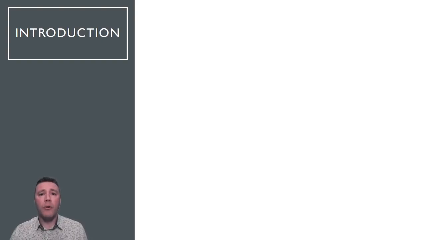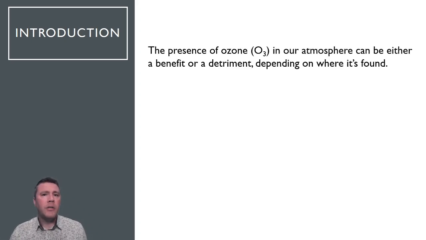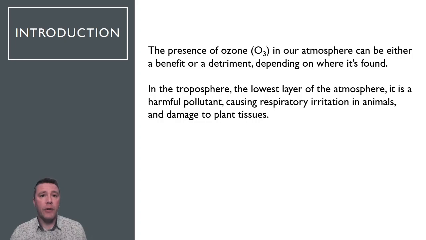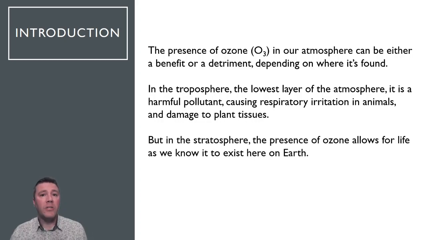Ozone is a molecule comprised of three oxygen atoms, O3. Depending on where ozone is found in the atmosphere, it can either be beneficial or detrimental. In the troposphere, the lowest layer of the atmosphere where we exist, we already know it to be a pollutant that causes respiratory irritation and harm and can also damage plant tissues. But when it's in the stratosphere, it provides for the protection of life on Earth as we know it.